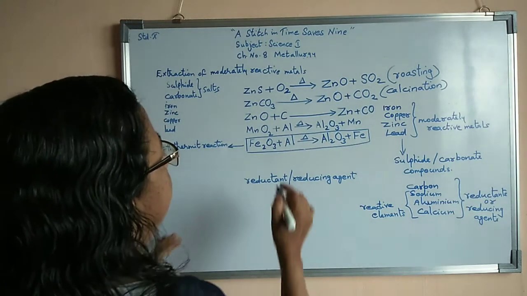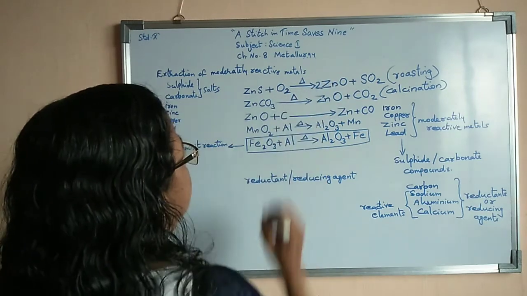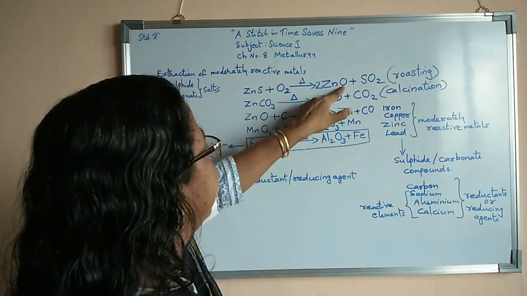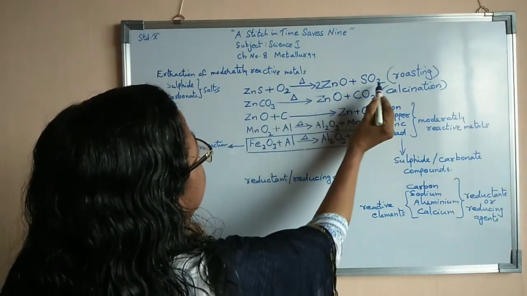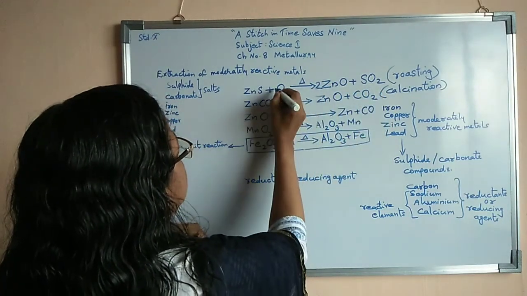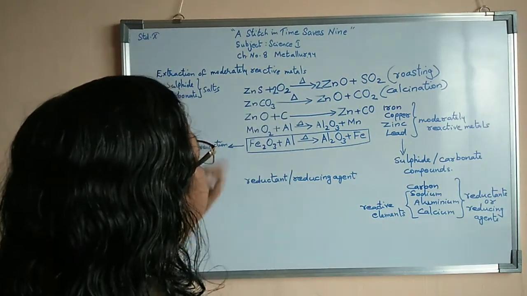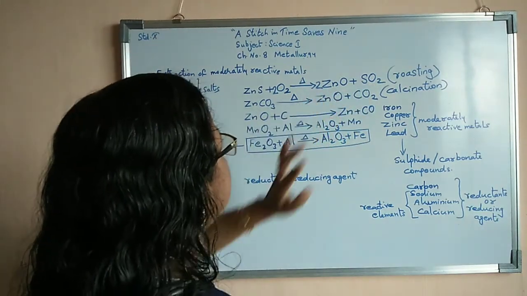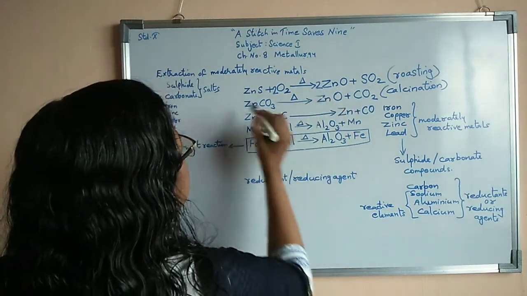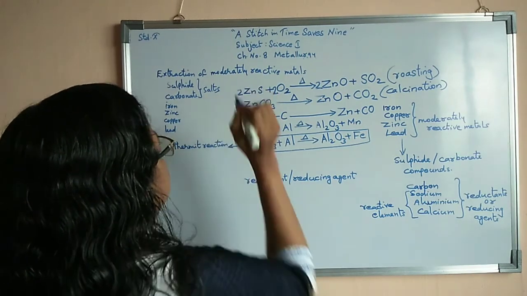So we will put here now 2. Why? Because here single is there, so I made it double. Now here 2 and 2, 4 oxygen became, so I am putting here now 2. Now 4 oxygen, here also 4 oxygen. So now zinc 2, here only 1 is there, so I put here now 2.